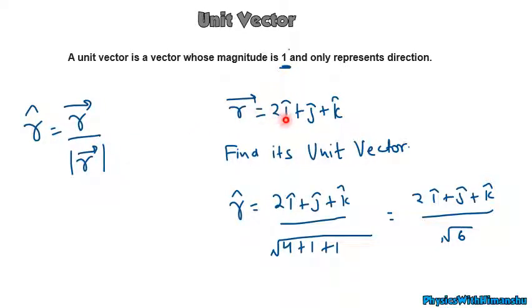So the r vector is 2 i cap plus j cap plus k cap and you have to find its unit vector. So the unit vector will be the vector, that is 2 i cap plus j cap plus k cap, divided by its magnitude. So 2 square is 4, 1 square is 1, 1 square is 1. So it will come out to be 2 i cap plus j cap plus k cap divided by root 6. So this is the unit vector of vector r.